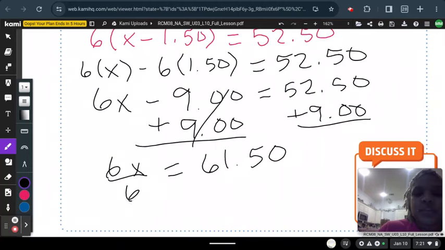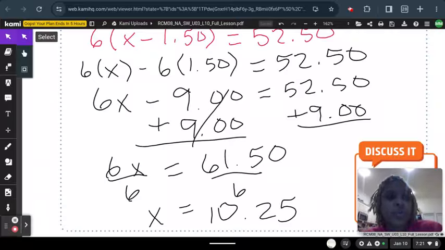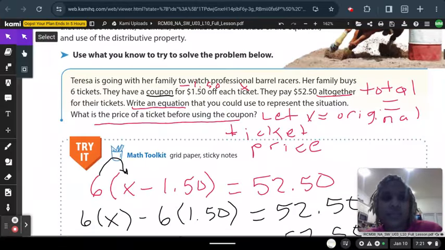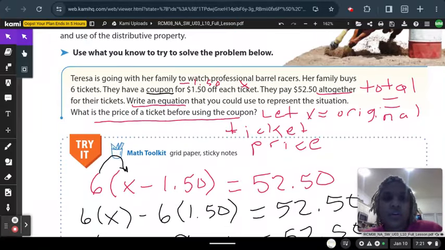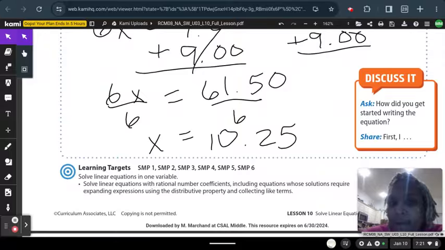Divide both sides by the coefficient 6. X equals $10.25. Okay. So go back to the top, which is our original question. It says, what is the cost of the ticket before using a coupon? So before using a coupon, it was $10.25. So that's before the coupon is what they're asking for.